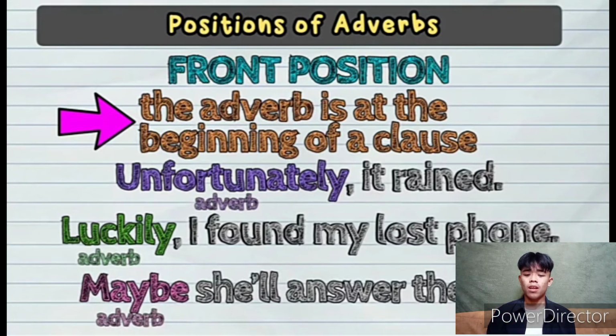Let's have an example. Example number one: "Unfortunately, it rains." Unfortunately is the adverb and it is at the beginning of the clause. Example number two: "Luckily, I found my phone." Luckily is the adverb and it is at the beginning of the clause. Example number three: "Maybe she'll answer the call." Maybe is the adverb, and it is at the beginning of a clause.